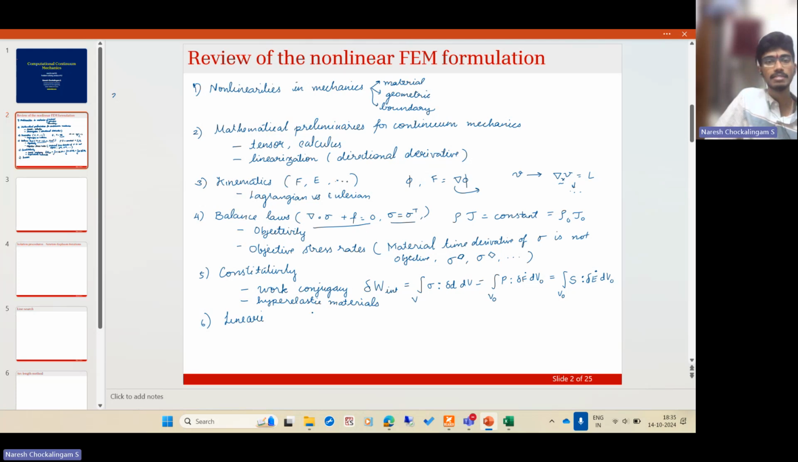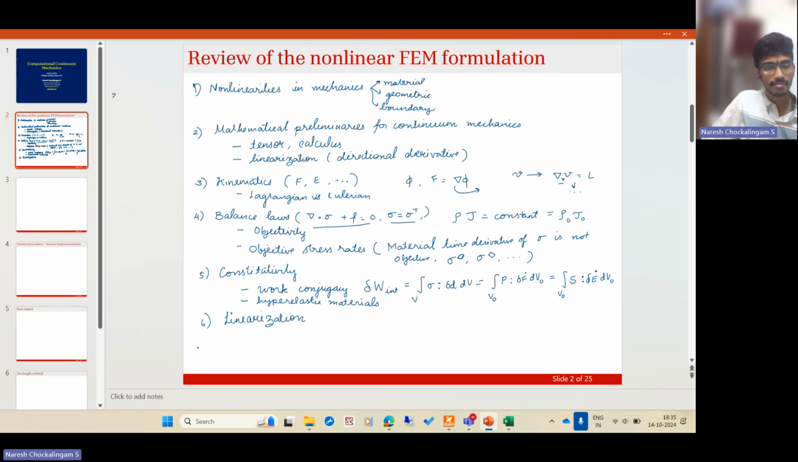Right, we looked at hyperelastic materials, which are those materials in which the stress can be derived from a scalar potential. And that scalar potential is a function only of the strain-like quantity. So that is basically hyperelastic materials. Then we looked at the idea of linearization, why we need to linearize. The linearization is required because our governing equations are all highly nonlinear. So we had to linearize them and then solve.